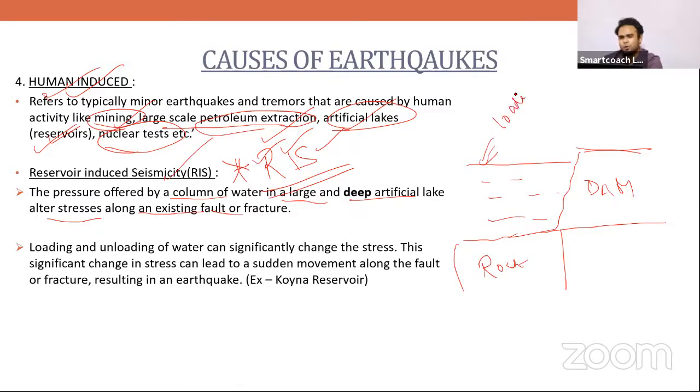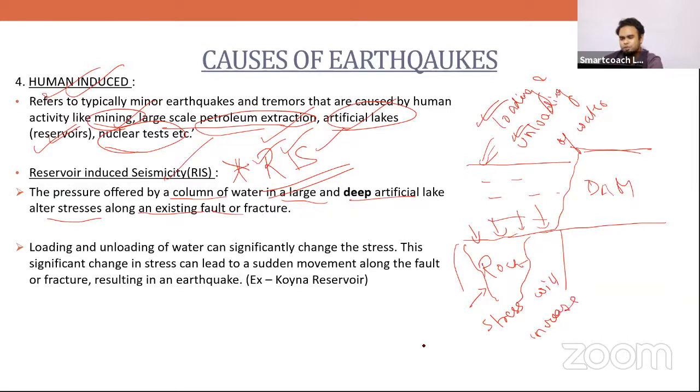Loading and unloading of water will take place. This means that the water level in this area will either rise, that is your loading, or it will fall, and when it falls there will be unloading, right? So this continuous process of loading and unloading, what will happen? It will induce pressure on the surface of the dam. As a result of this, whatever fracture is present in this rock, it will enlarge it, or the stress which is induced in this fracture will increase.